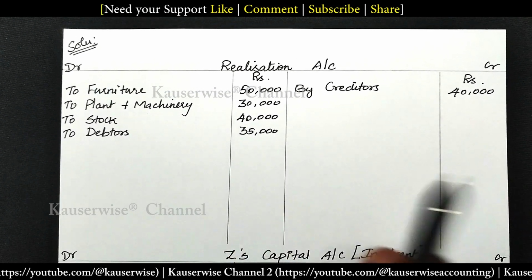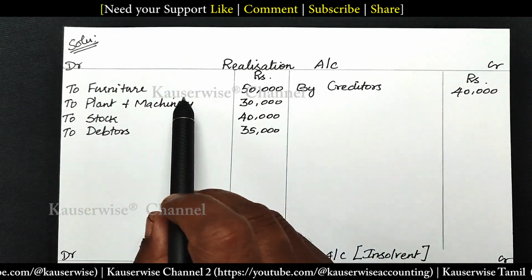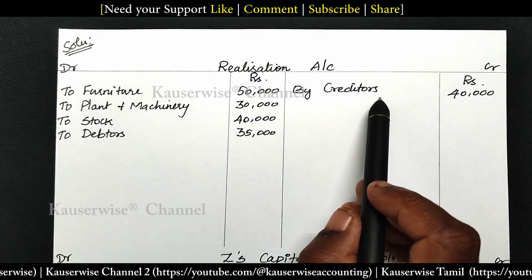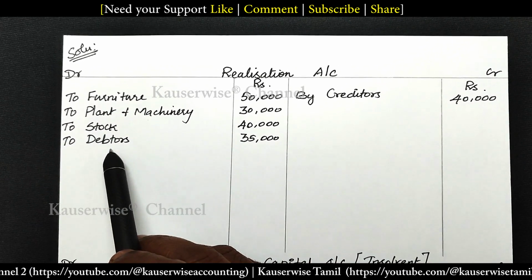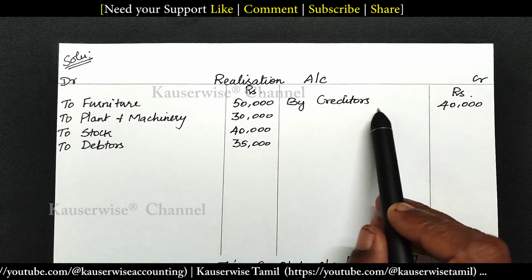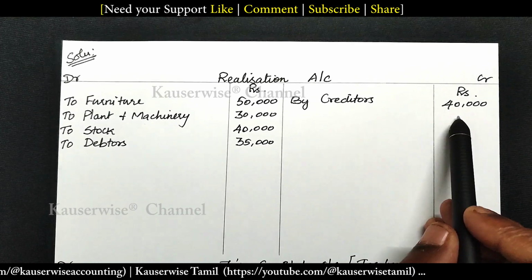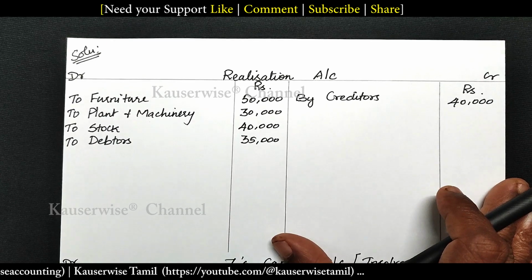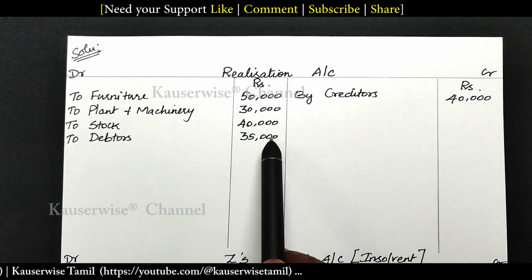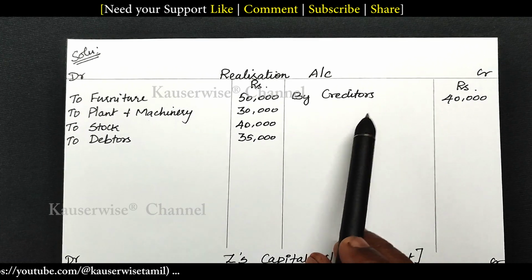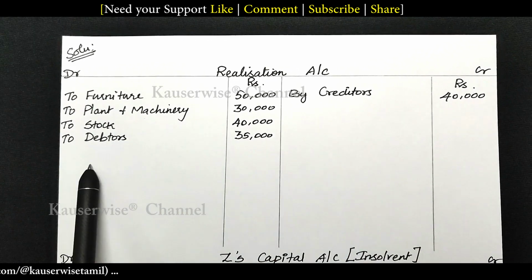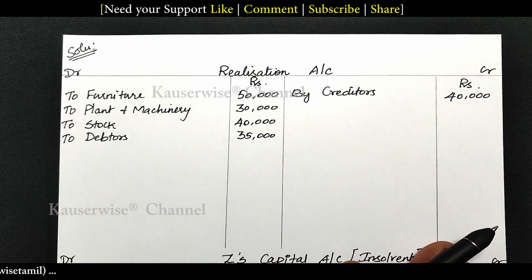See the solution. In the realization account, we have transferred assets and third party liabilities: furniture, plant and machinery, stock and debtors, and liabilities, creditors. Now we need to enter under the credit side how much amount we have realized out of the sale of assets, and we have to enter the payment made to creditors on the debit side. Now see the adjustment.